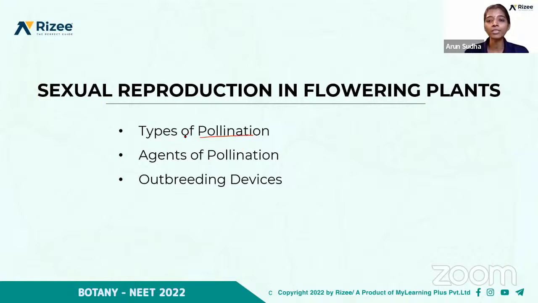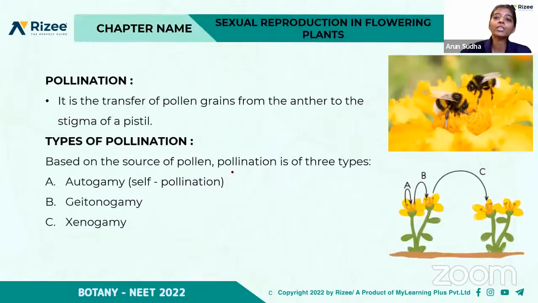Today we are going to see in detail the types of pollination, the agents of pollination, and outbreeding devices. So what are outbreeding devices? What are the steps the plants take, or the features the plants are adapted with, so that cross pollination occurs? We are going to see the different devices or strategies adopted by the plants. Okay, so first we'll see the types of pollination.